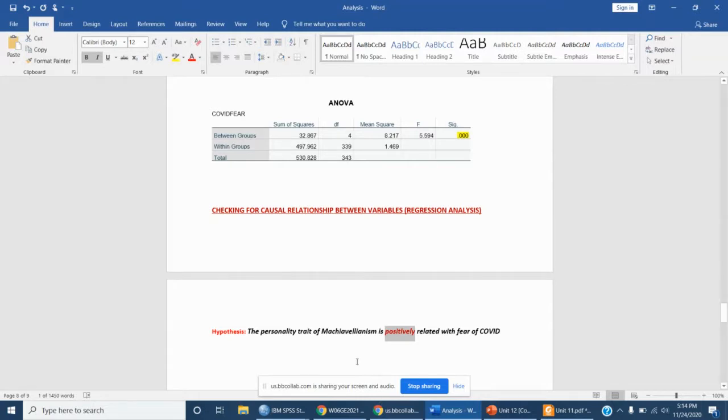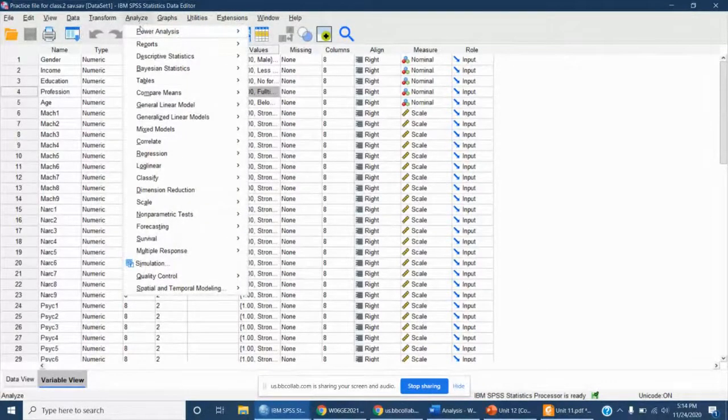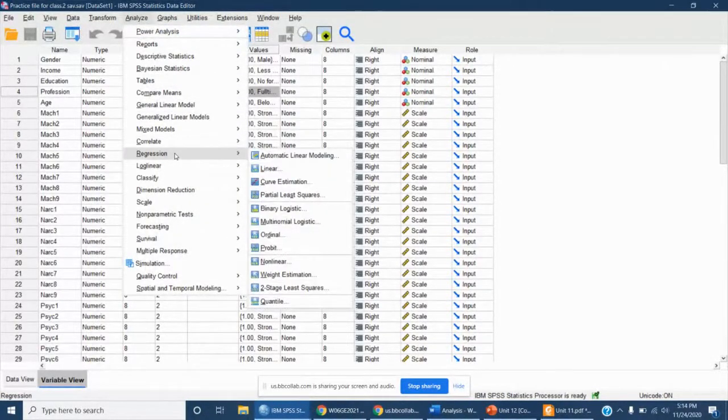So now I will conduct regression analysis, and the majority of your hypotheses will be tested by regression analysis. So I will go to Analyze, and in Analyze there is the Regression button. In the Regression button, there are plenty of options for me, but I will choose linear regression, the simplest regression analysis.